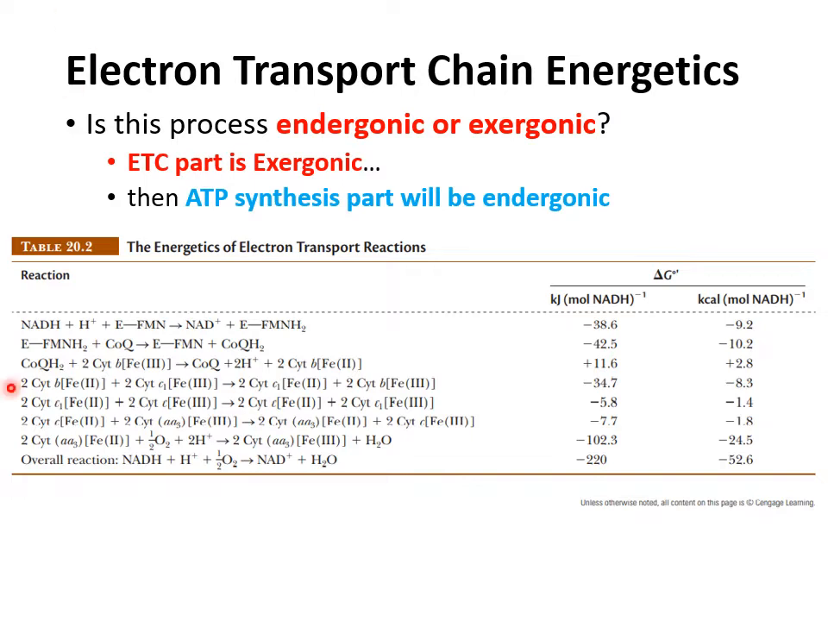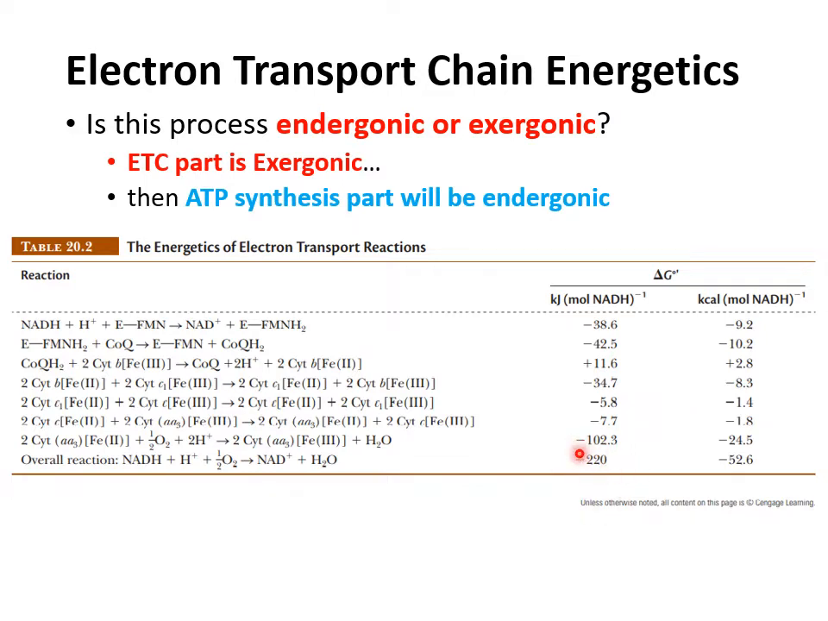Now when we look at the energetics of just the electron transport chain, you notice everything is highly negative, right? Near the end in terms of the overall reaction. So when you see negative, remember that means exergonic. So the flow of electrons through the electron transport chain from donors of NADH all the way down to the final acceptor, oxygen, that's an exergonic process.